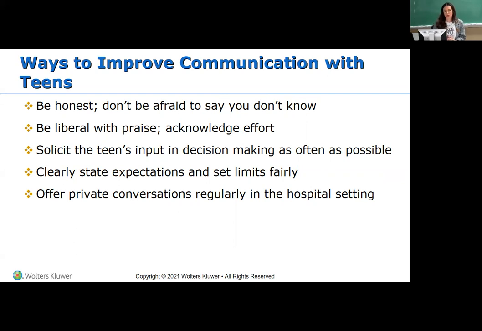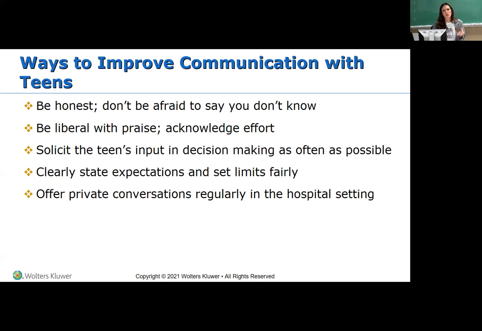We always want to clearly state our expectations and set limits. So as a caregiver, as a nurse or as a parent of an adolescent teenager, you need to make sure that you've set your own boundaries too. And they need to know what those boundaries are so that they don't run over those boundaries that you've set for them.